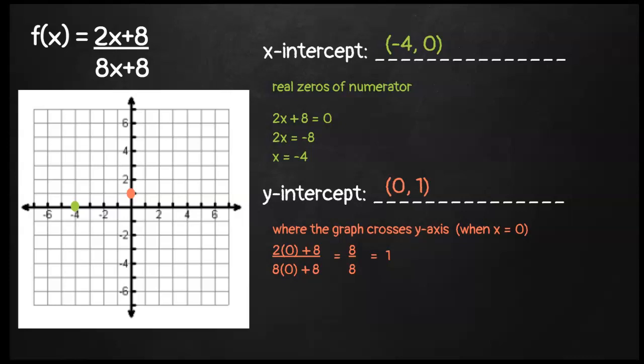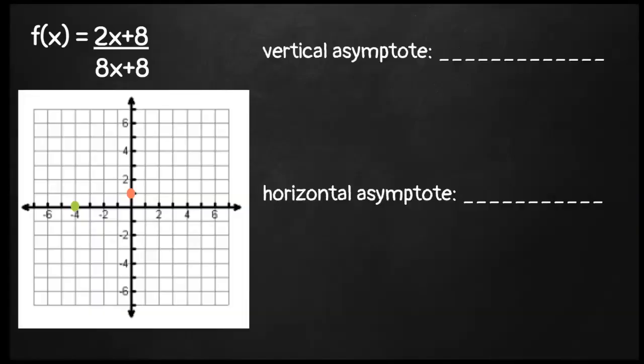Now I'm going to figure out where I have asymptotes. The first thing I want to do is find out where we have our vertical asymptote. I'm going to be able to find that by finding the real zeros of my denominator. So I'm going to take that 8x plus 8, set it equal to 0, and solve. So I get x is equal to -1. So that's going to be my vertical asymptote.